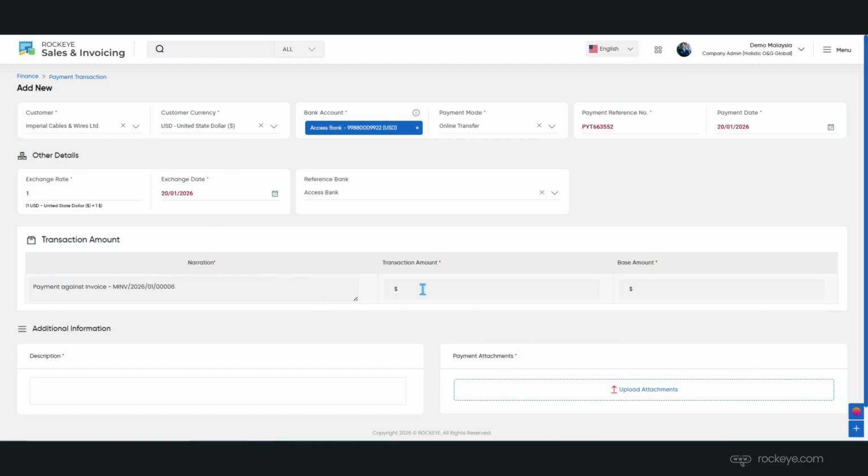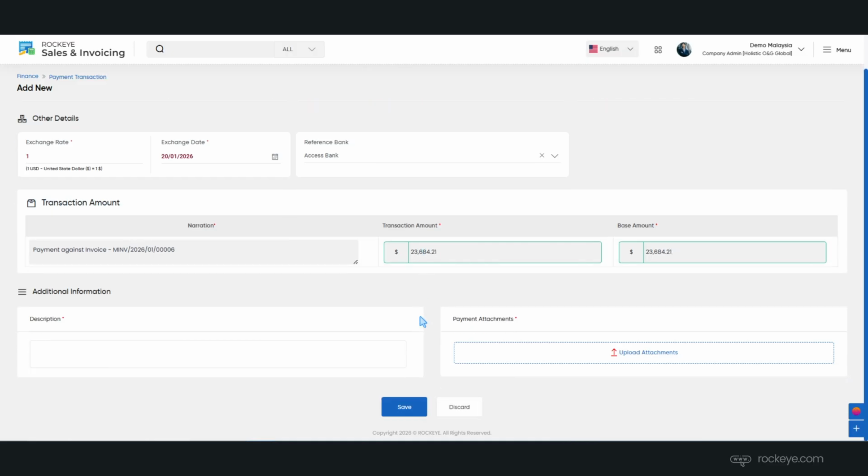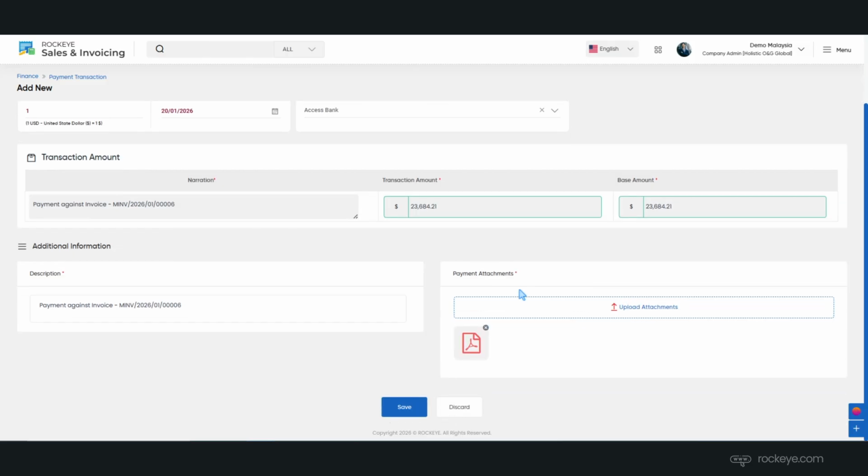Entering the transaction amount determines the total value applied against the customer's outstanding debt balance precisely. This validation step prevents credit limit issues by ensuring customer aging reports reflect recent payments instantly. Attaching digital documentation validates the transfer and provides essential evidence for internal and external compliance audits.